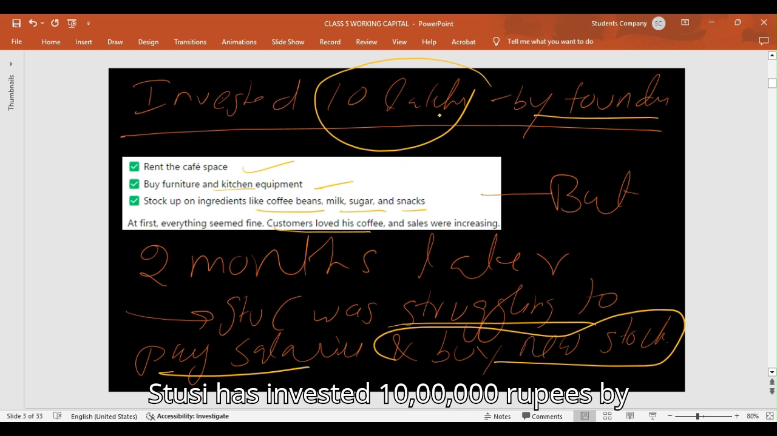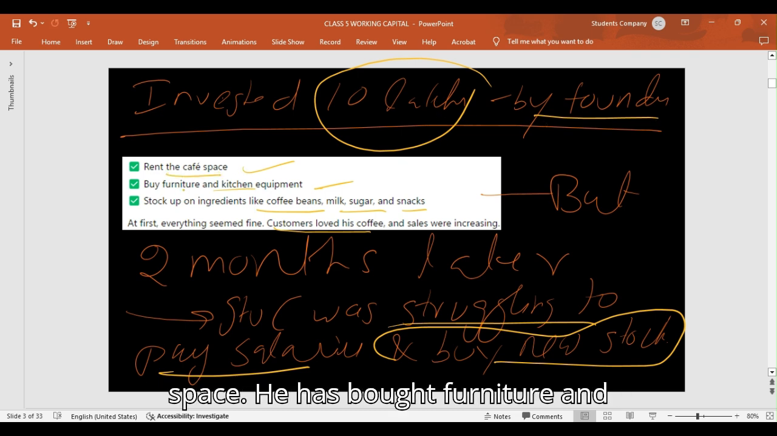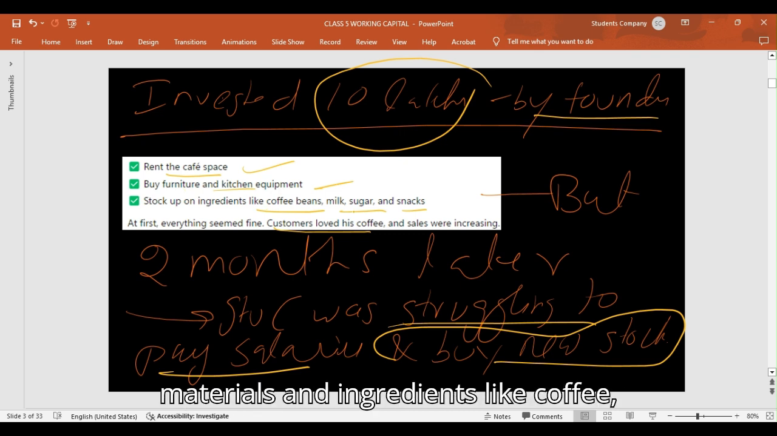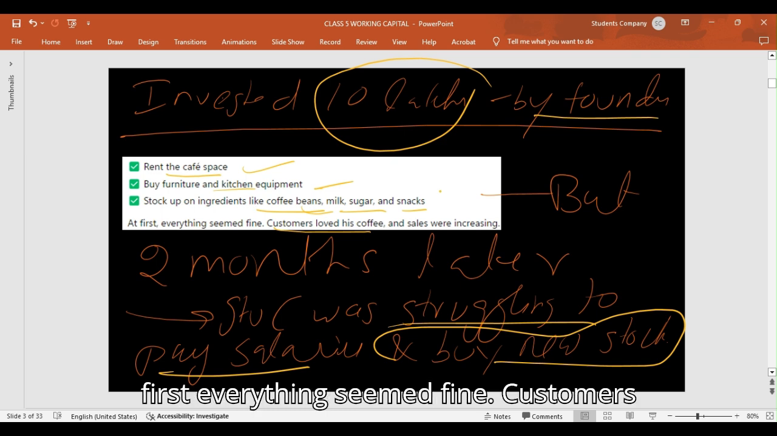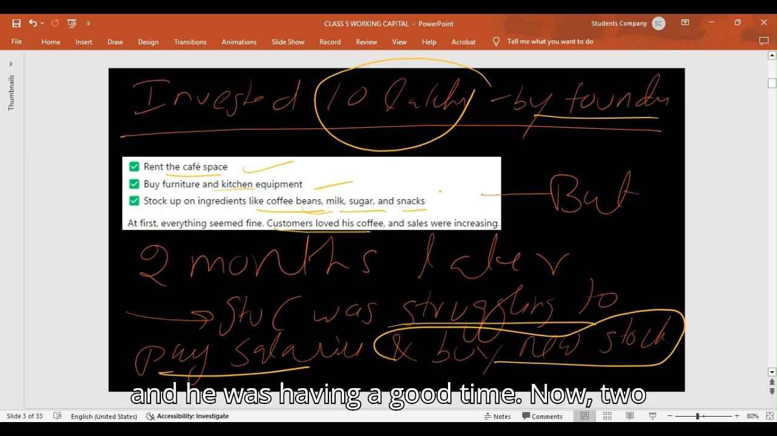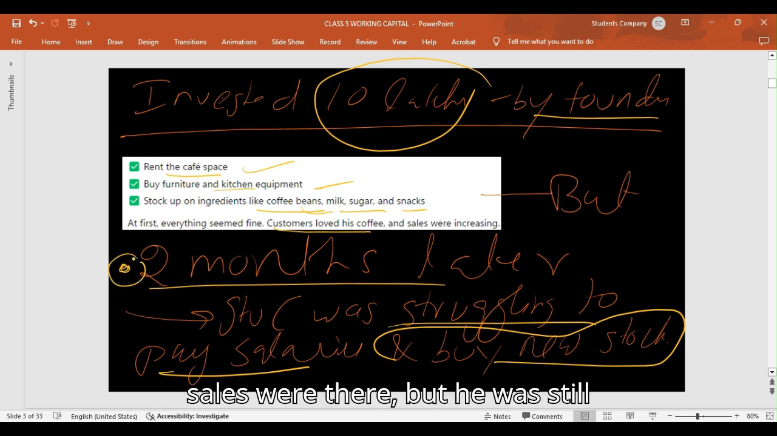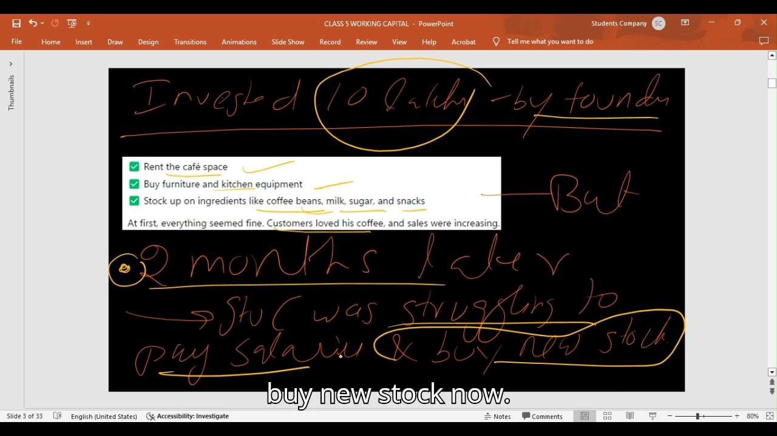StuC has invested 10 lakh rupees by the founder, and he has rented the cafe space. He has bought furniture and kitchen equipment. He has stocked up raw materials and ingredients like coffee beans, milk, sugar, snacks, etc. Now, at first, everything seemed fine. Customers loved his coffee, sales were increasing, and he was having a good time. Now, 2 months later, StuC started noticing some problems in his business. Basically, the sales were there, but he was still struggling to pay salaries and buy new stock.